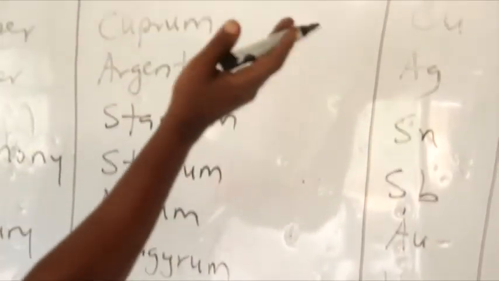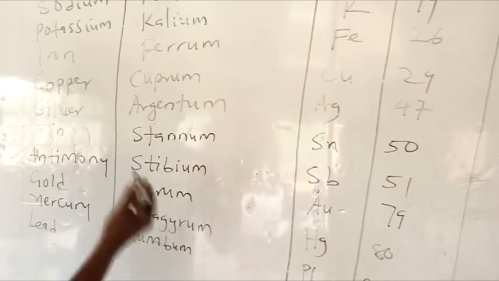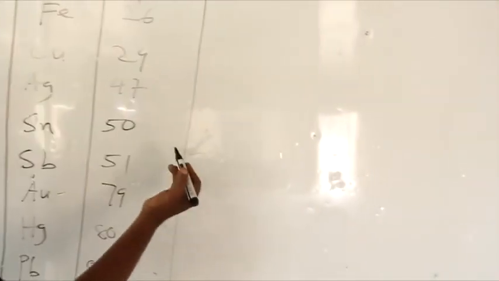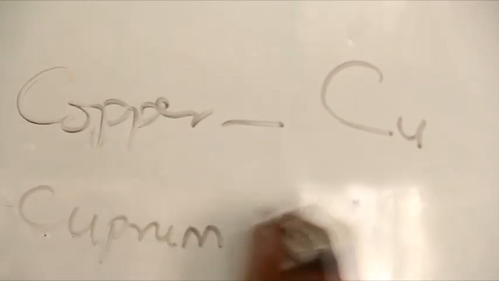As you can see, for most of them, like sodium, iron, copper, silver, and the rest, the first letter of the Latin name from which the symbol is derived is in capital letter. For example, copper, which is cuprum, the first letter is in capital letter, and the second letter from the Latin name cuprum is in small letter. That is how it is written.